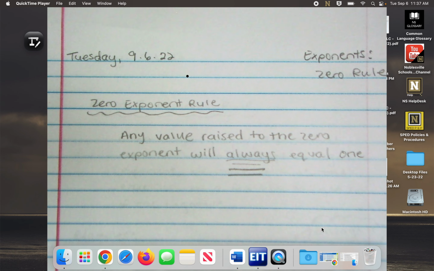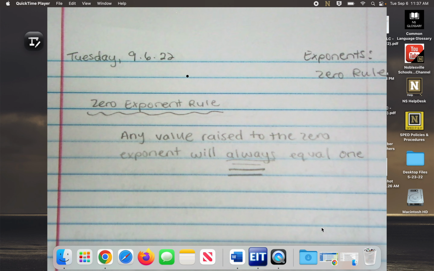Notice there's 4 lines under that word always. Any value raised to the 0 power, with a 0 exponent, will always equal 1. Anything with a 0 exponent will equal, everybody say it, 1.